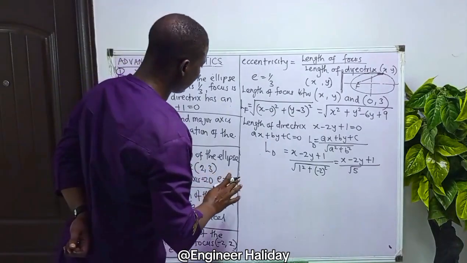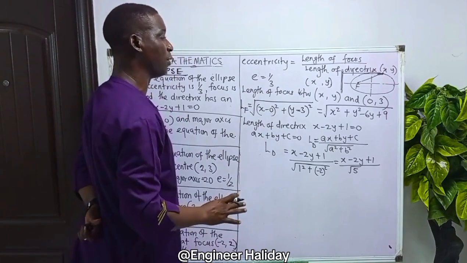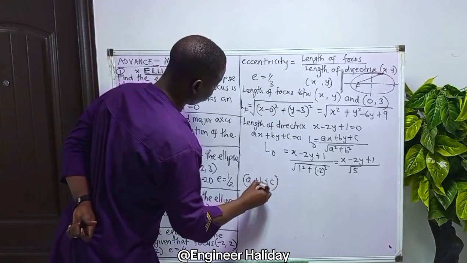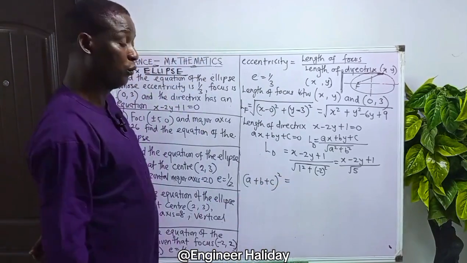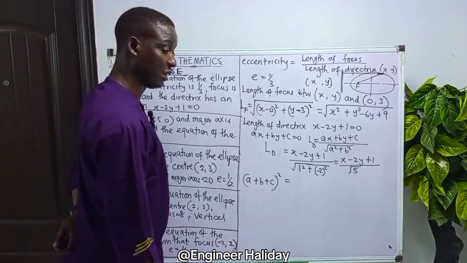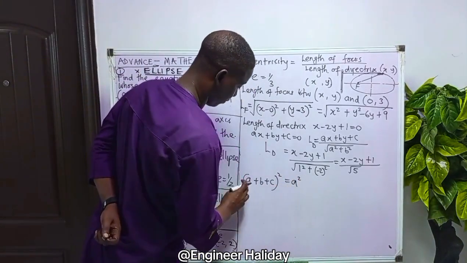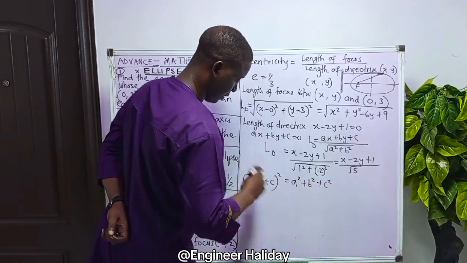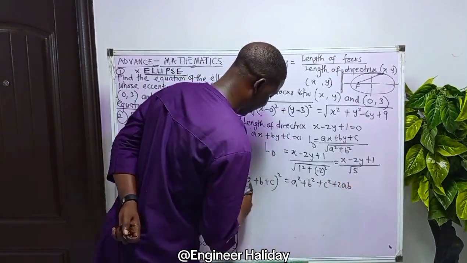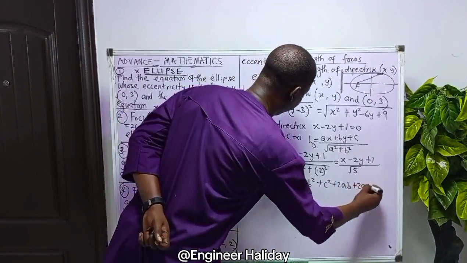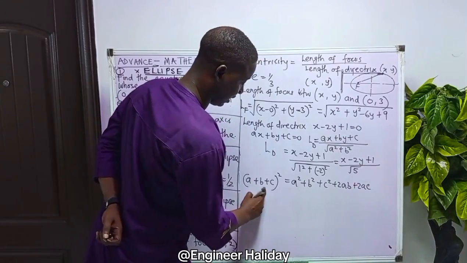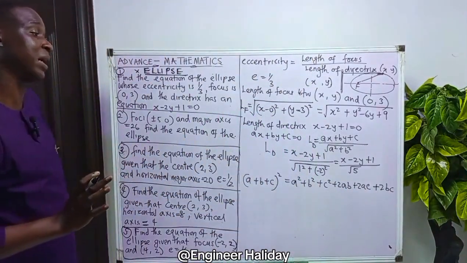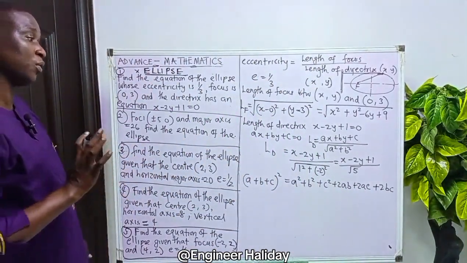Now, listen, there will be a point in this analysis where we are going to encounter (a plus b plus c) all square. How do we open a plus b plus c all square? Shortcut: a square plus b square plus c square, plus 2ab, I've taken a and b, plus 2ac, I've taken a and c, then what have I not taken? b and c, plus 2bc. So we have opened the bracket like that, a shortcut, because we are going to need it.